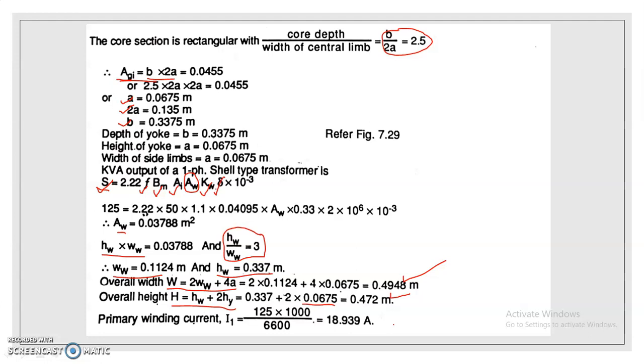First of all we have to calculate the primary winding current and secondary winding current. How to calculate it? Simple. Current is equal to kVA into 1000. The rating is defined in kVA, and for kilo it is multiplied by 1000, so kVA into 1000 becomes volt ampere. Volt ampere divided by voltage, that is the higher primary side voltage. If you are calculating primary side current, put the higher side voltage here. For a shell type transformer, you will get the primary winding current I1.